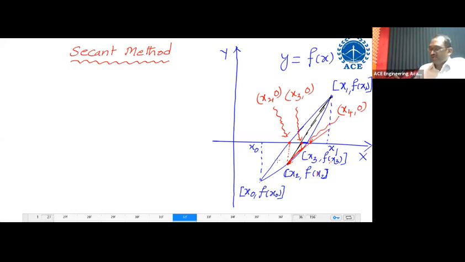Because every time you draw a secant line passing through x0, x1, then x1, x2, then x2, x3, then x3, x4, sometimes f of x2, f of x3, or f of x3, f of x4 may lie in the same quadrant, whose y coordinates have the same signs. Then there is no guarantee that a root lies between x2 and x3. That's why the secant method does not guarantee convergence. Right, like this.